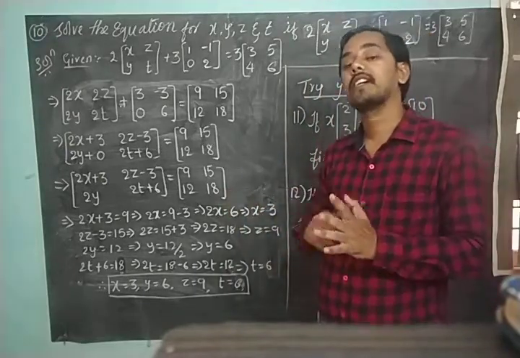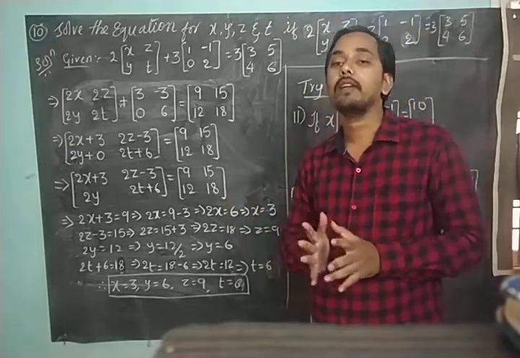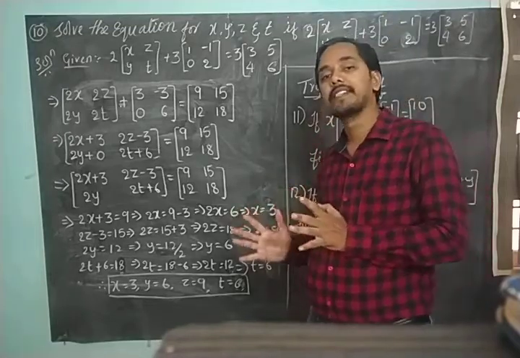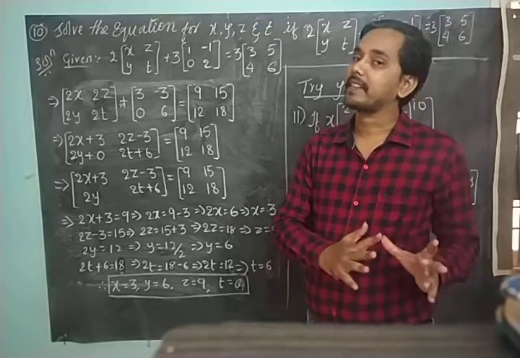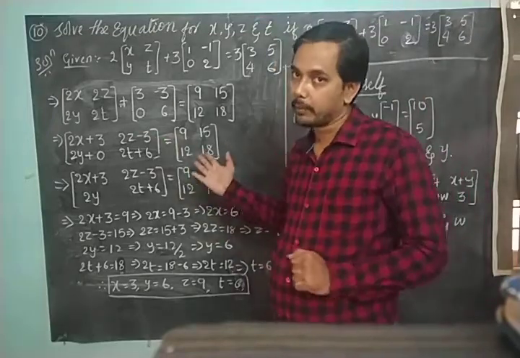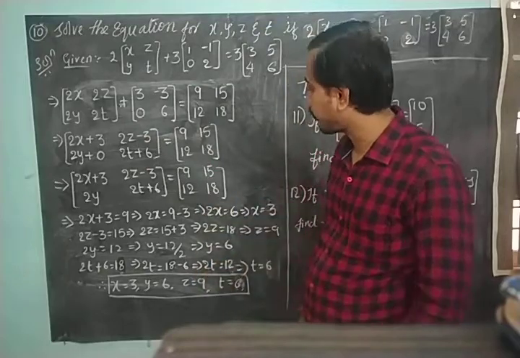So what is the condition for both the matrices to be equal? Their corresponding elements should be equal. So when the corresponding elements are equal, then only we know that matrices will be equal. So as the matrices are equal, their corresponding elements should be equal. So equate the corresponding elements.